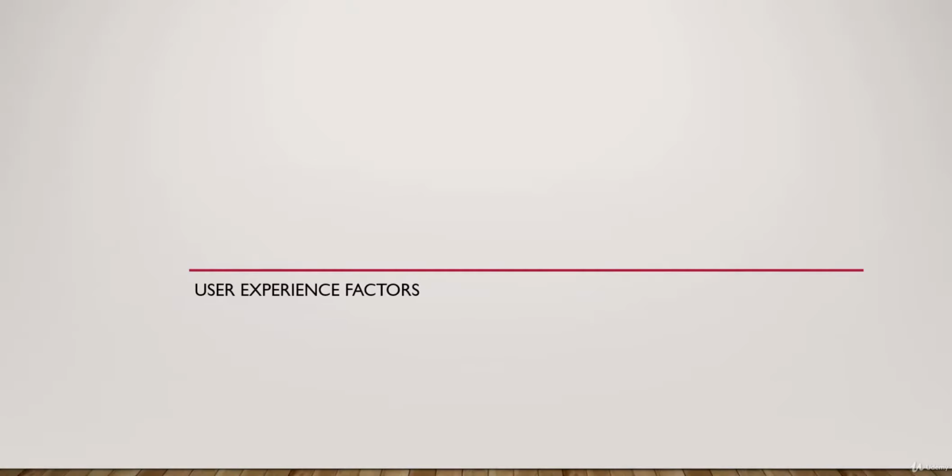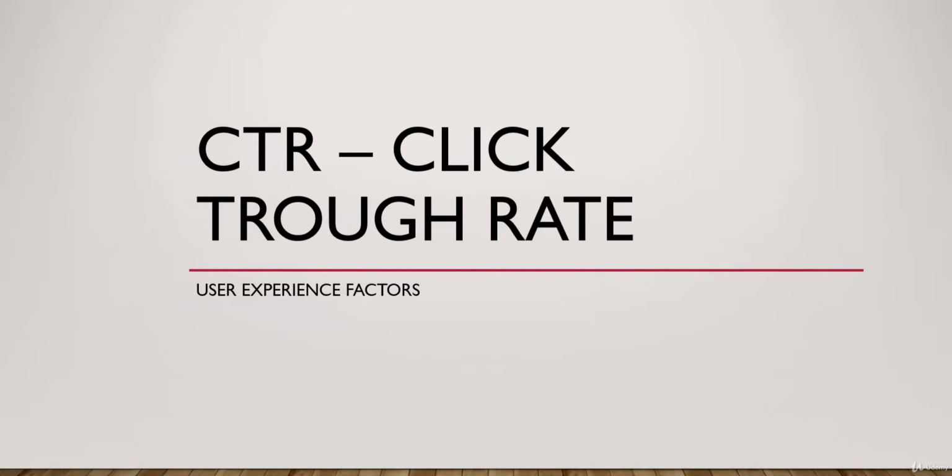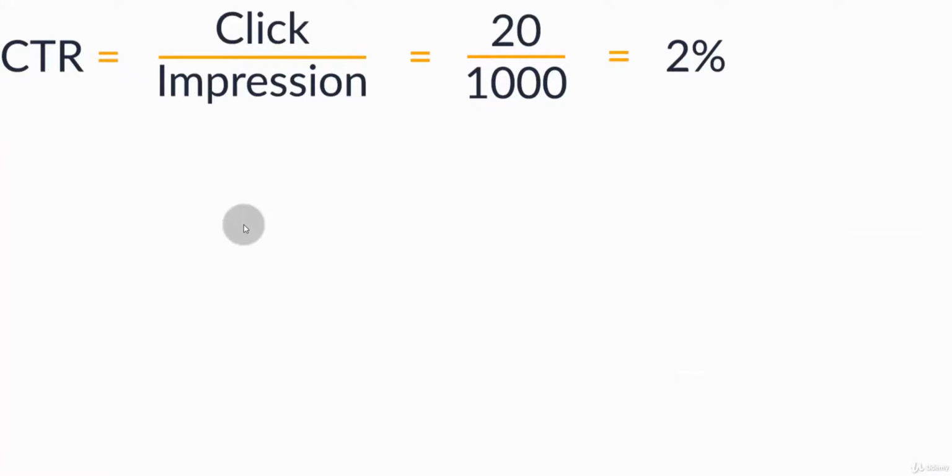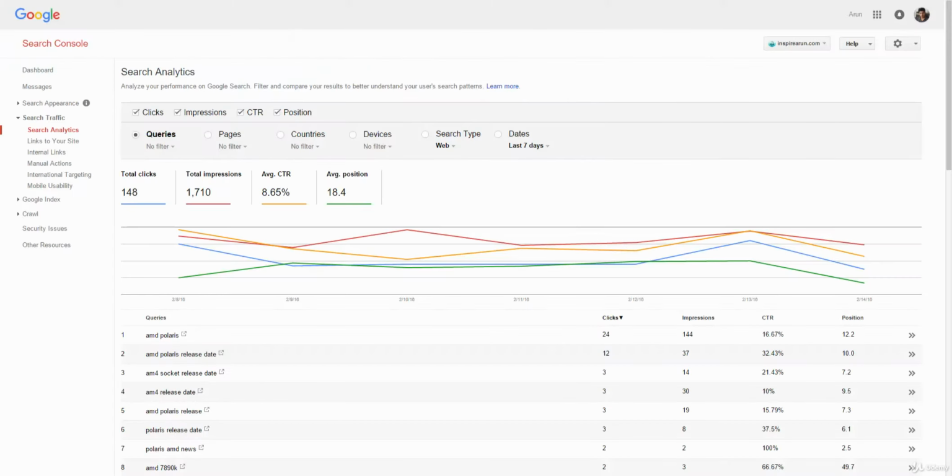In this lecture, we are going to see the most important topic of this section, that is click-through rate or CTR. What is CTR or click-through rate? It is just the percentage of users who click the results compared to the total number of users who have viewed the search results.